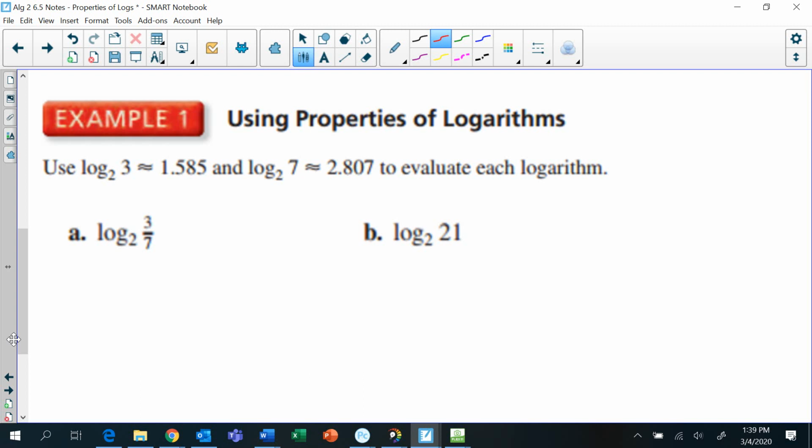They had like a table and you had to basically figure stuff out from a table. We don't do that anymore. But I do want to show you using the properties.